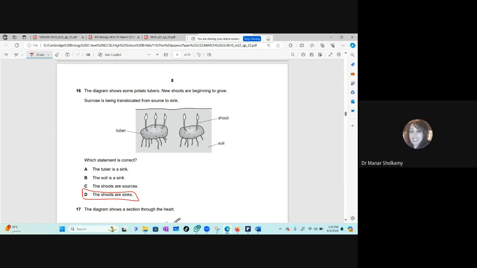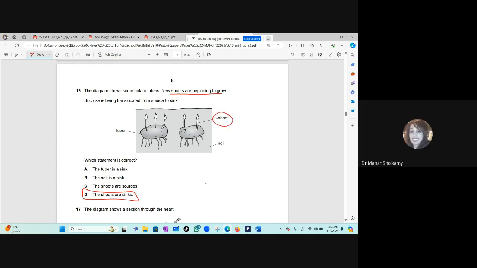Because they give, they don't take. The shoots are sinks. And you're telling me that they give, they don't take. You're wrong, even though your answer is correct. They take, they don't give. The shoots are beginning to grow. So they're growing, they're still babies. And then the picture is very obvious.